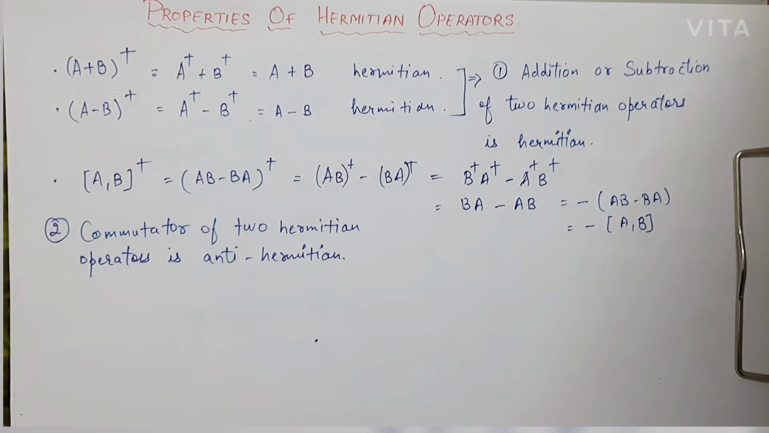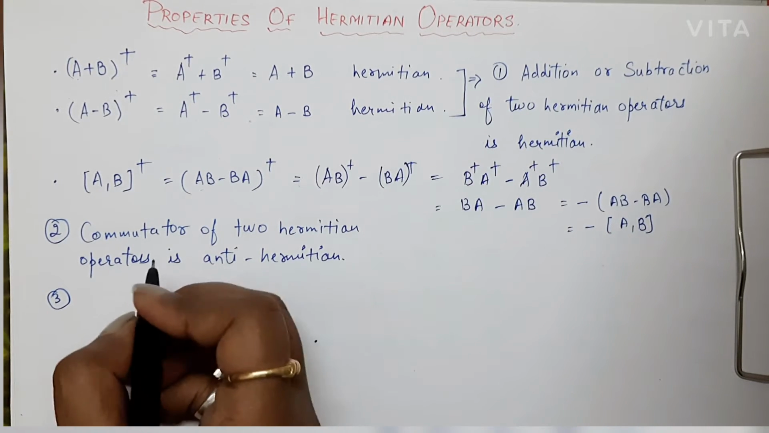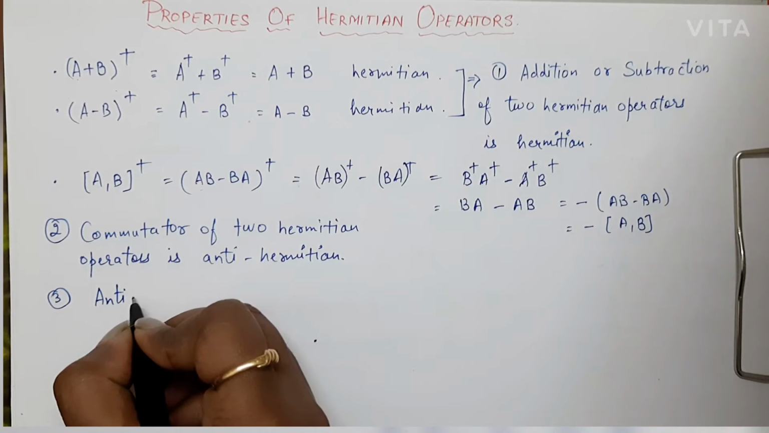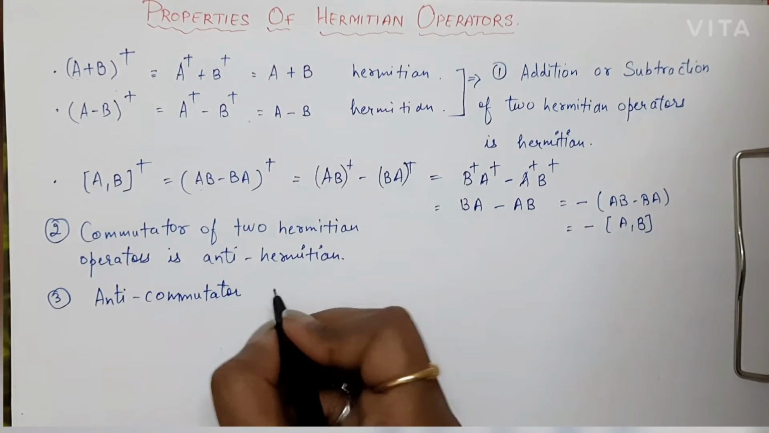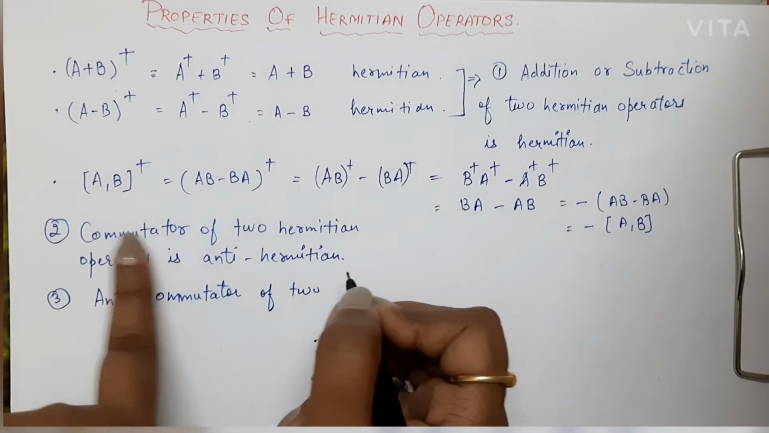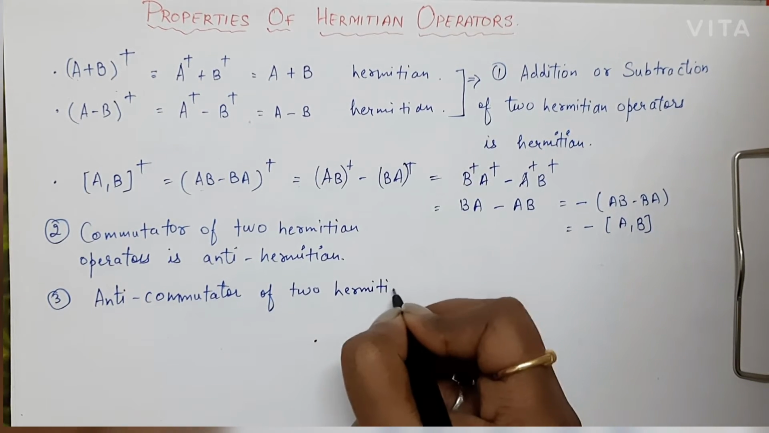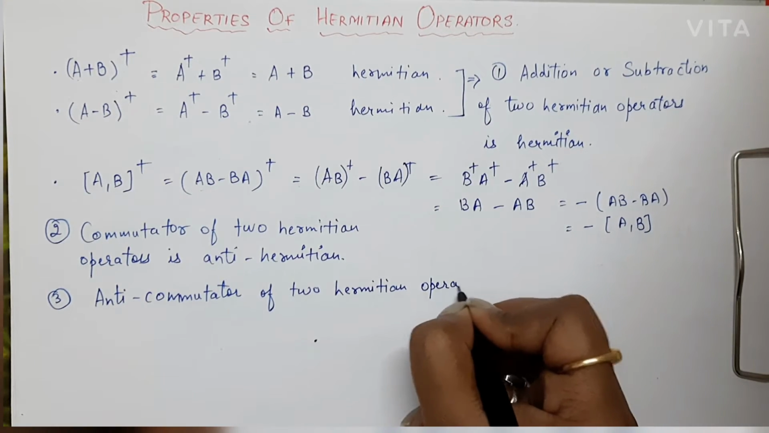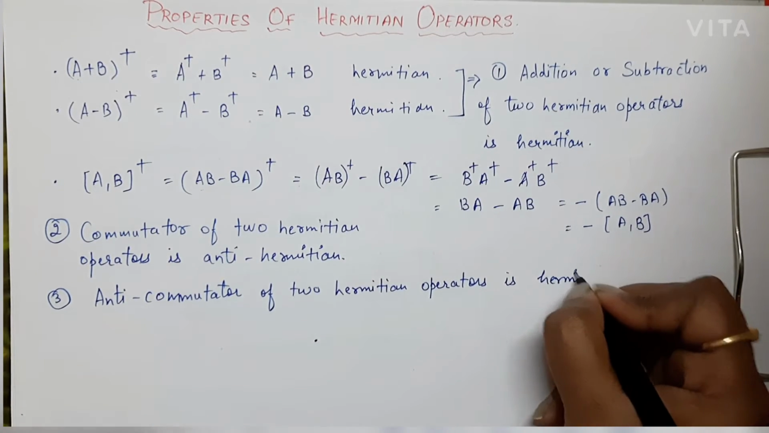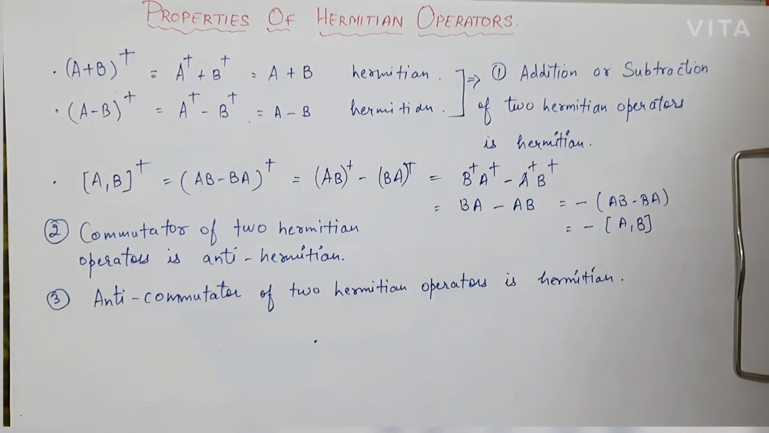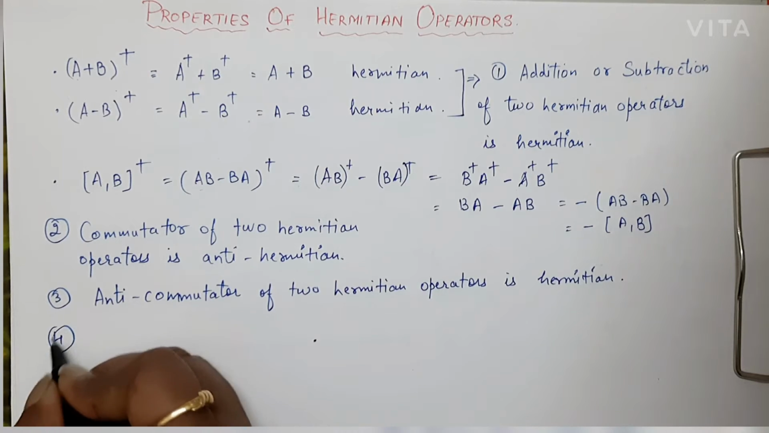Now moving on to the next. The third property is similar to this, that is, if we have the anti-commutator of two Hermitian operators. Here we had the commutator of two Hermitian operators. Now we have the anti-commutator of two Hermitian operators. It will be Hermitian, okay? So I'm not going to solve for that. Now this is the third property. Now moving on to the fourth one.